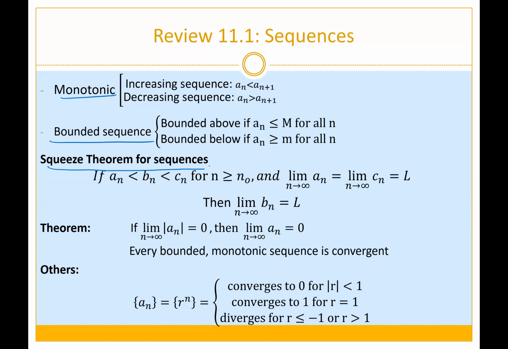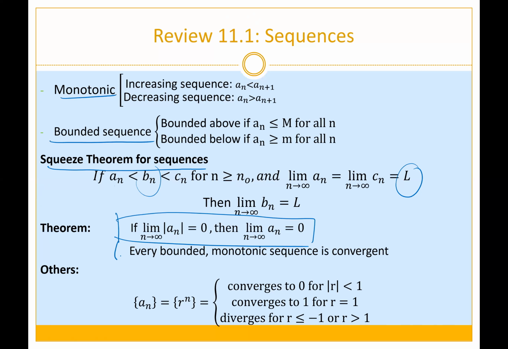We also have something called the squeeze theorem for sequences. It's very similar to our original squeeze theorem. If you have an expression of a sequence squeezed between two others, and the limit as n approaches infinity of the other two is L, then the thing in the middle is also L. If you understand the original squeeze theorem, this one should be very easy. You also have another theorem: if the limit as n approaches infinity of the absolute value of a_n approaches 0, then the limit as n approaches infinity of a_n is also 0.